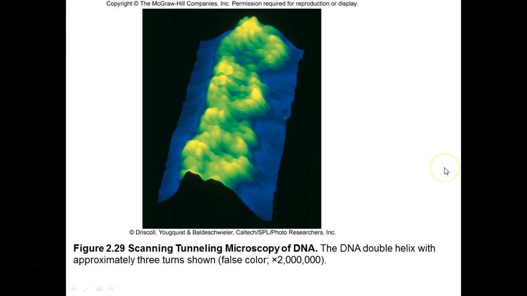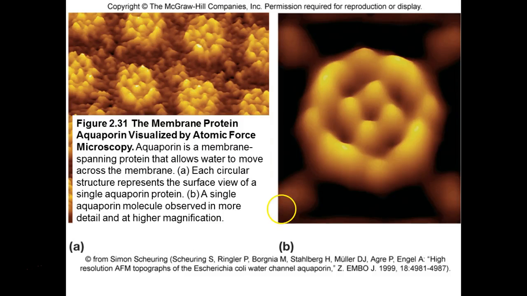This is an example of that scanning tunneling microscope. And so you can see, again, the color is generated by the computer. But you can see the double helix of DNA. There's actually three turns here. One, two, three, of that molecule. Here's some pores, right? So down to groups of proteins in the membrane, creating pores in a cell. Pretty amazing stuff.